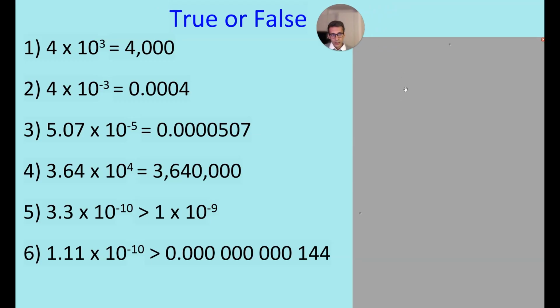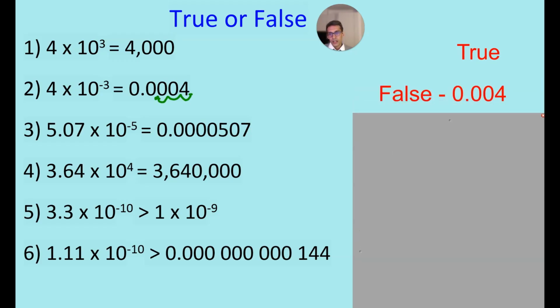For question 1, we did that already, so you know it's true. Question 2, 4 times 10 to the negative 3. So the decimal starts there and it moves 3 places. 1, 2, 3. So that doesn't work. That's false. There's an extra 0 there.